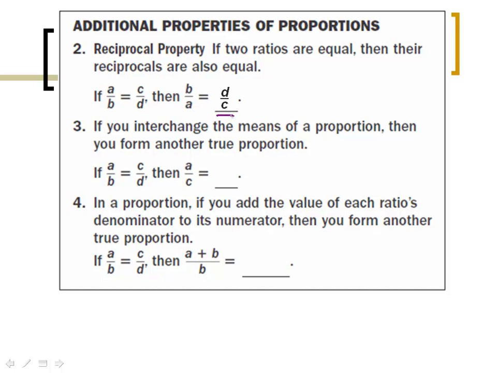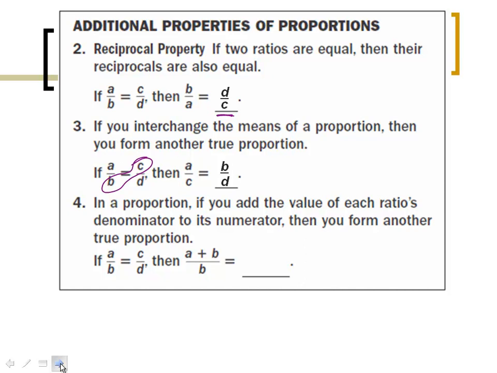The next one, if you interchange, so switch around, the means of a proportion, then you form another true proportion. So if you switch these two means around, if I have A over B equals C over D, then A over C equals B over D.